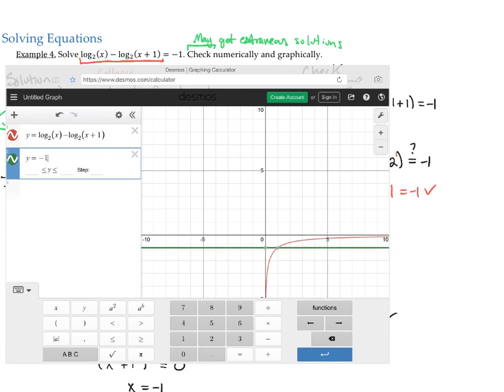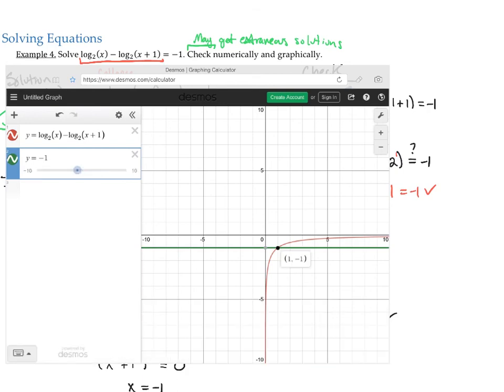Again, when we're solving by graphing, we're graphing the left-hand side, y equals, graphing the right-hand side, y equals, and then we are looking for their intersection, and we're looking for, in particular, the x-coordinate of the intersection. And 1 is the solution that we got on this previous problem.